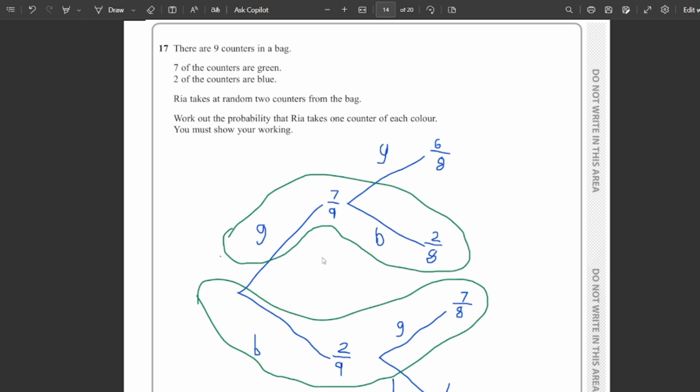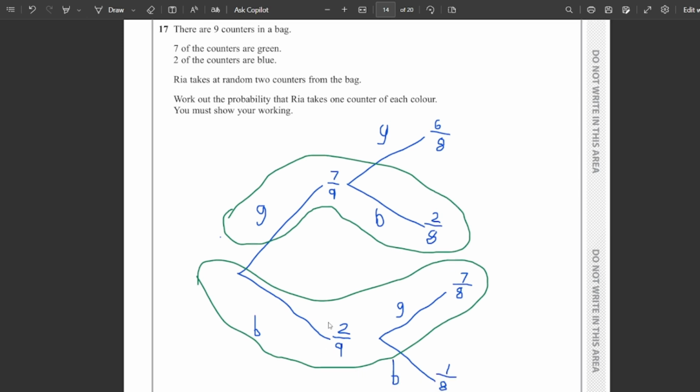Now what I just first did is I drew a probability tree of green and blue. So the starting probabilities are 7 over 9 and 2 over 9. And then for the green pathway, the probability of getting green again is 6 over 8, as there's 6 green counters remaining and 8 total counters remaining. And the probability of getting a blue counter is 2 over 8, because there's 2 blue and 8 remaining.